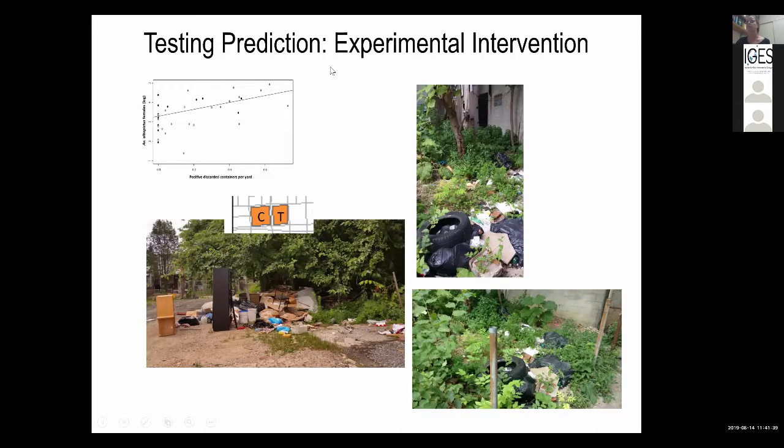So testing prediction, we did an experimental intervention on these same blocks in 2017. And again, we know that if you have more discarded containers per block, you expect to find more mosquitoes, and that's a positive regression coefficient. We went out and we found 2 of the blocks that we'd already worked on in 2 different neighborhoods. And in each neighborhood, we had 1 block that we deemed a control, and then 1 adjacent to it that we deemed a treatment. So we have 2 controls, 2 treatments in 2 different neighborhoods. These are what some of the blocks looked like when we got there.